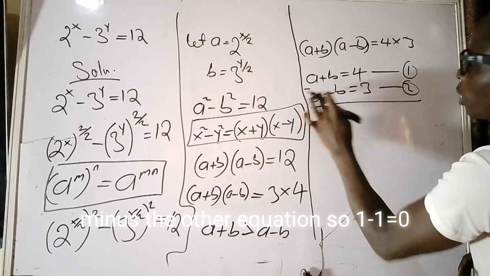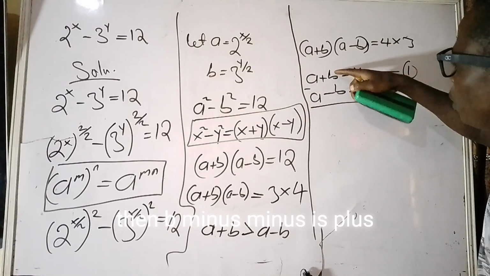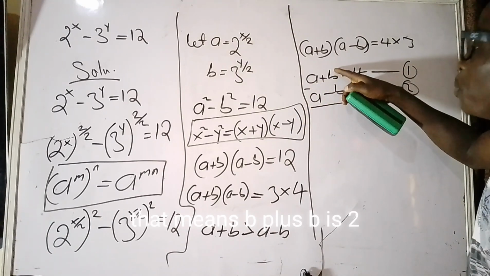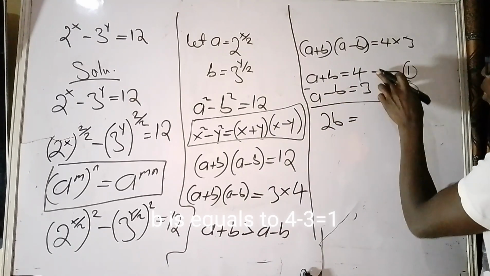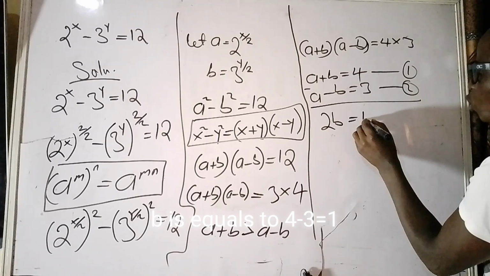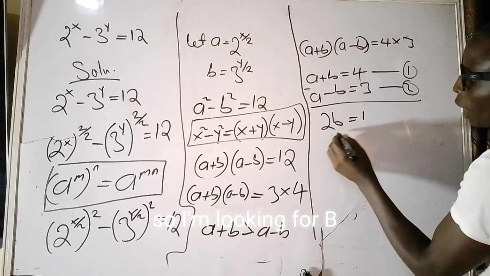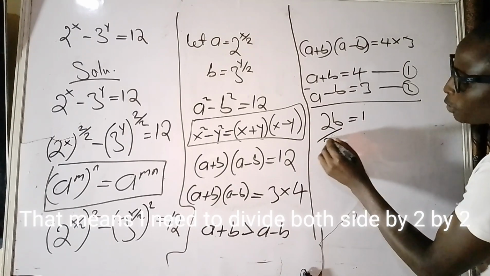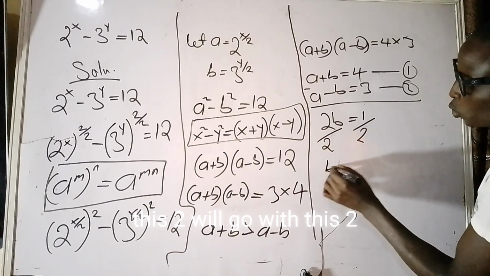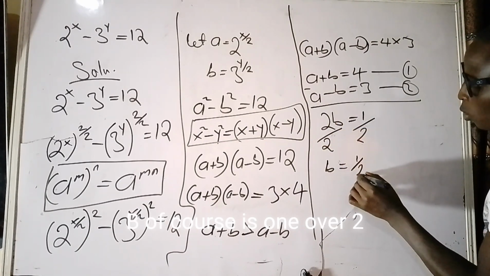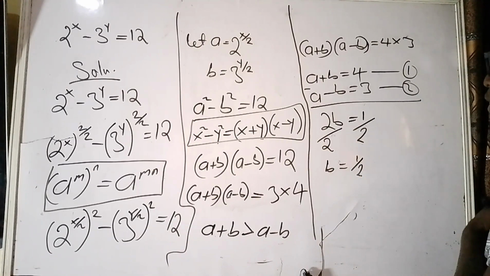So a minus a is 0. Then b minus minus is plus. That means b plus b is 2b, equal to 4 minus 3, which is 1. So I'm looking for b. That means I need to divide both sides by 2. These 2 will go with these 2. b, of course, is 1 over 2.